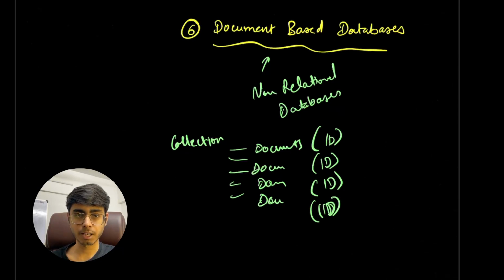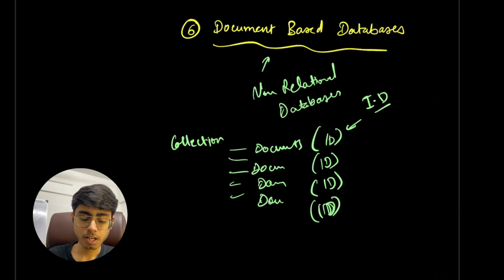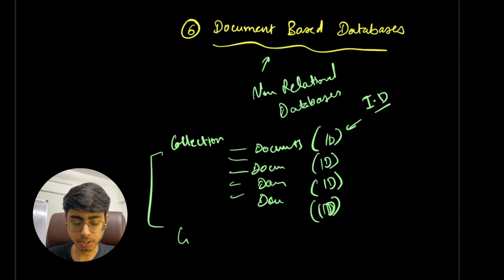I'm sorry again for my handwriting. This means ID. Okay. So in non-relational databases, in document-based databases, which are a type of non-relational databases, we have collections and we have documents, and we can have multiple collections also. And again, they will have documents.